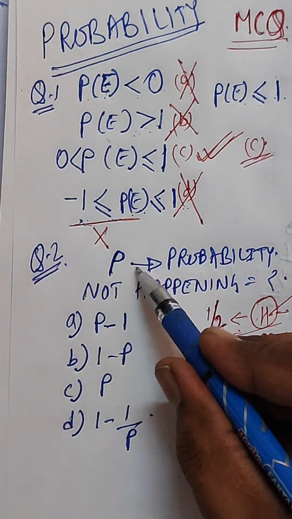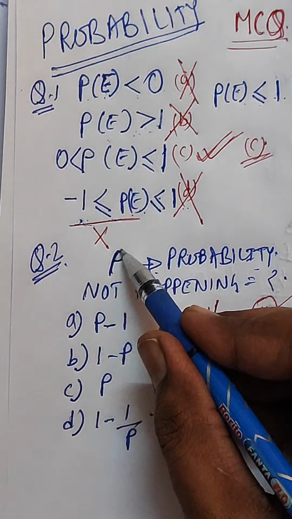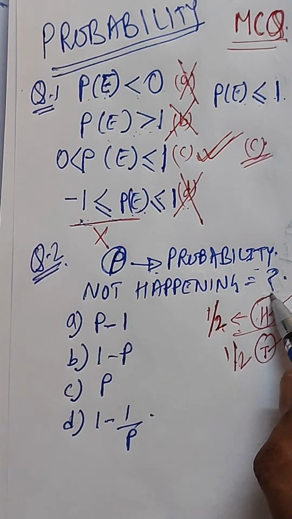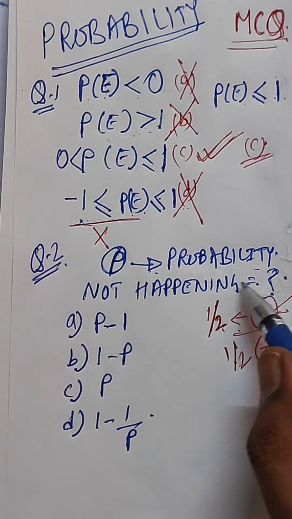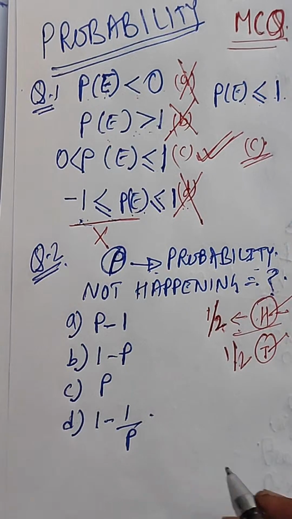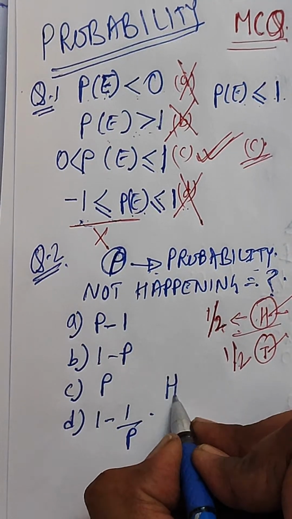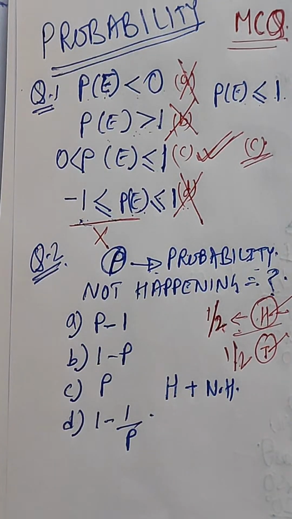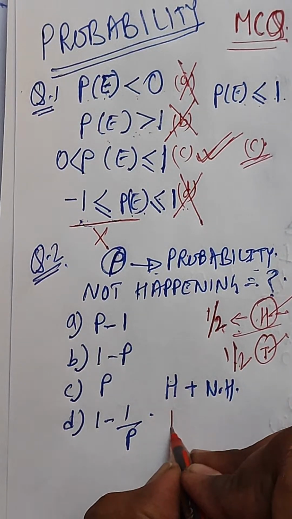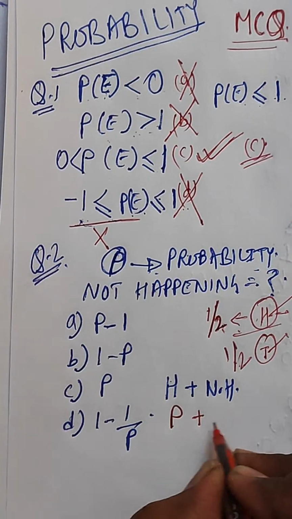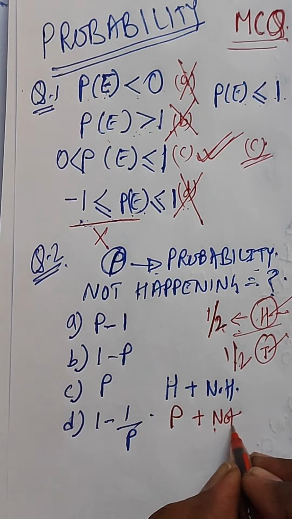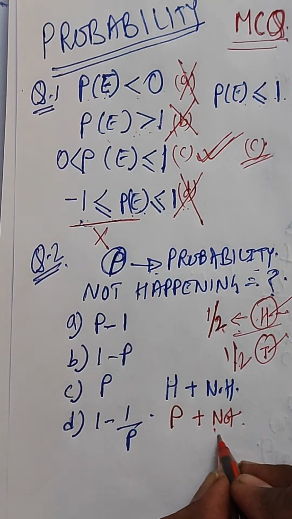So if probability of happening is P, which is given to you, then not happening is what? This is the question. Not happening is definitely such that the sum of happening plus not happening is 1. That means happening has probability P, and not happening is when the desired outcome is not coming to you.